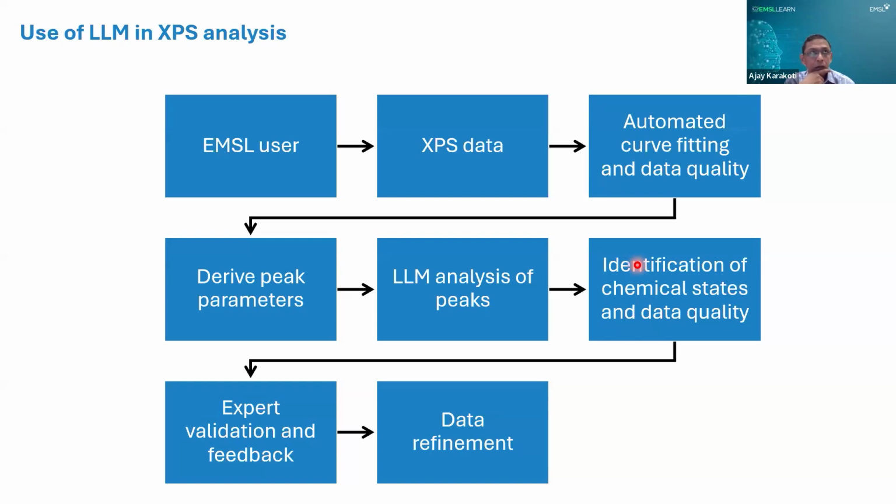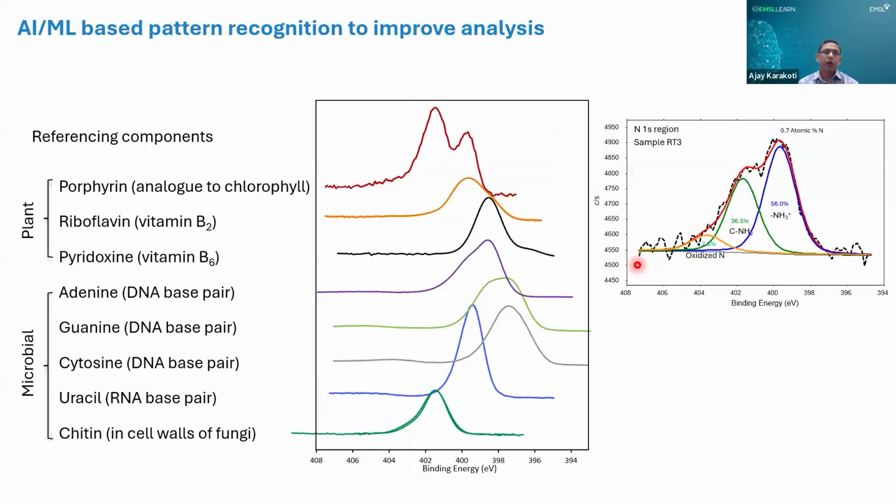We are still relying on what literature is to be fed to these large language models, or even a background ML algorithm that looks at a very specific training data set, which is not just a theoretical data set, but also a combination of theoretical and experimental data set. And then identify those chemical states, bring it to the expert, and then continue to do the data refinement.